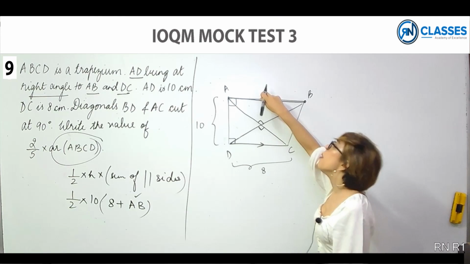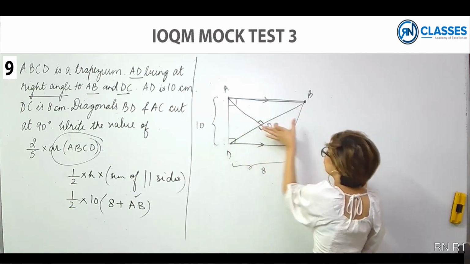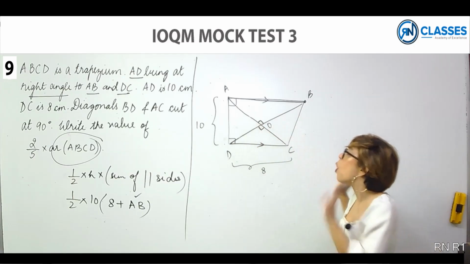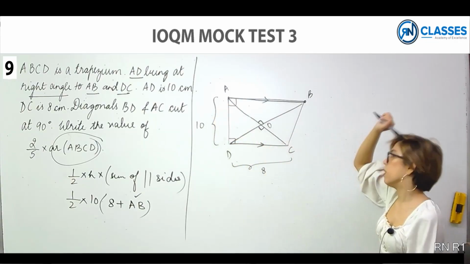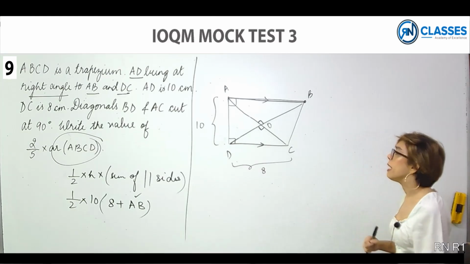I am interested in this, but for that, I need to know this length, right? Let us call the intersection O. I need to know AO, I need to know BO. It will be difficult to get these lengths as such because all I know is 10 and 8. So maybe Pythagoras theorem is not being applied over here. So what else can I use 90 degrees for?